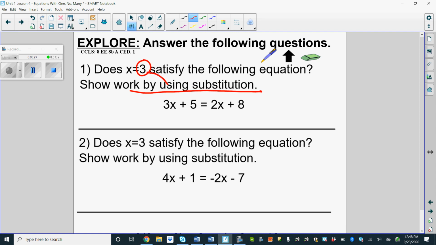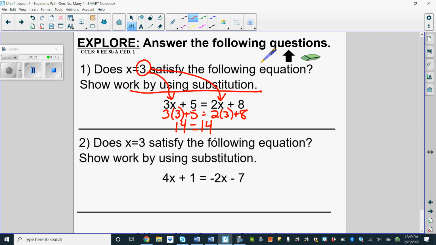Wherever there is an x, I am replacing it with a 3. So everything else stays the same. I bring the 3 down. The x is a 3 now that they want me to substitute in. And I have 2 times, again, another 3 I need to replace the x with, and 8. Now, you would just type this into your calculator. You could type in 3 times 3 plus 5. Yes, we get 14 equals. Then you type in 2 times 3 plus 8. And yes, we get 14 again as well.